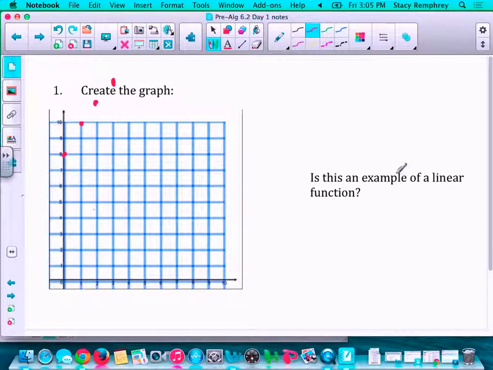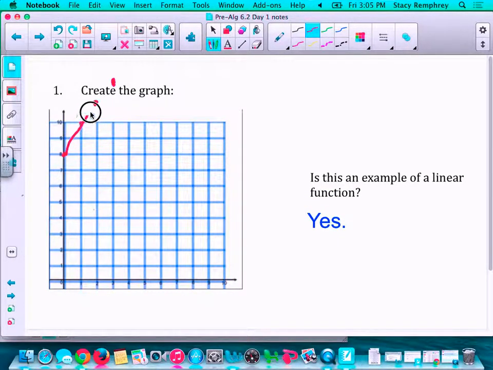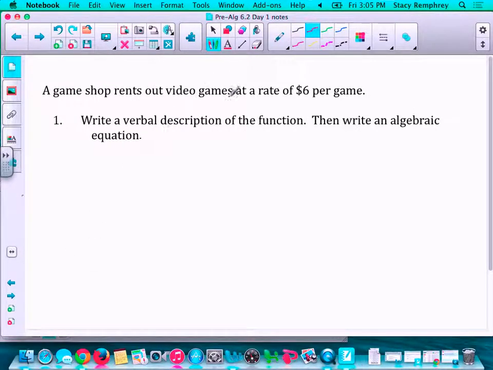And is this an example of a linear function? Your answer is going to be yes. Okay, because look, you could draw a straight line through those. There's a constant increase, the same amount of increase between the points. Now, I'd like you to work through the next example yourself. So push pause, work through, then just come back and I'm going to really quickly give you the answers.